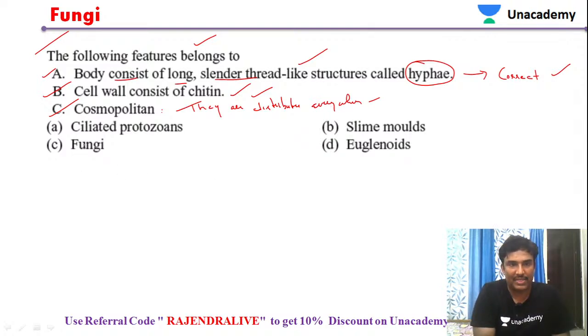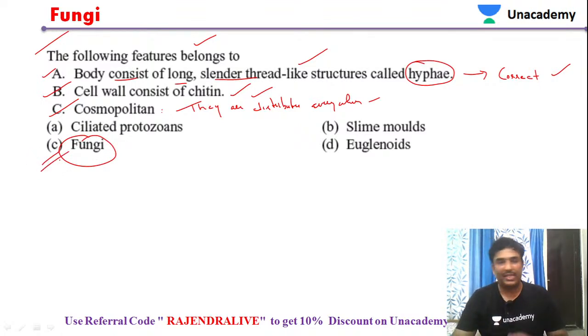So all these properties are exhibited by the fungi. So that is the right answer, students. Very good. So option C will be the right answer in this particular case. These are all character features of fungi only. That is the reason this is the right answer. Okay, let's move to the next question.